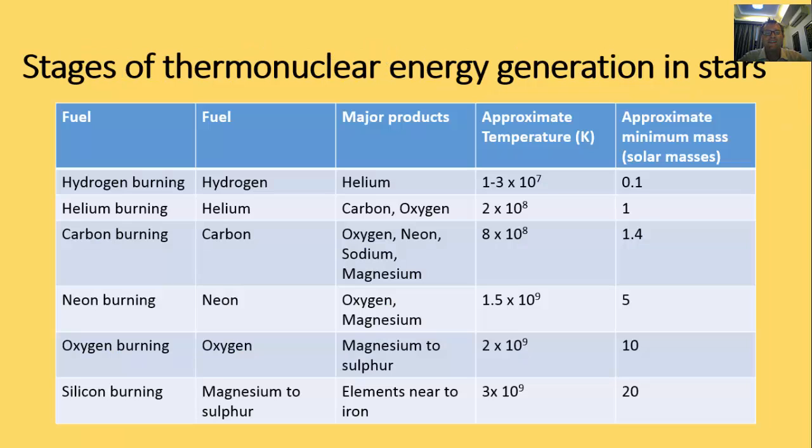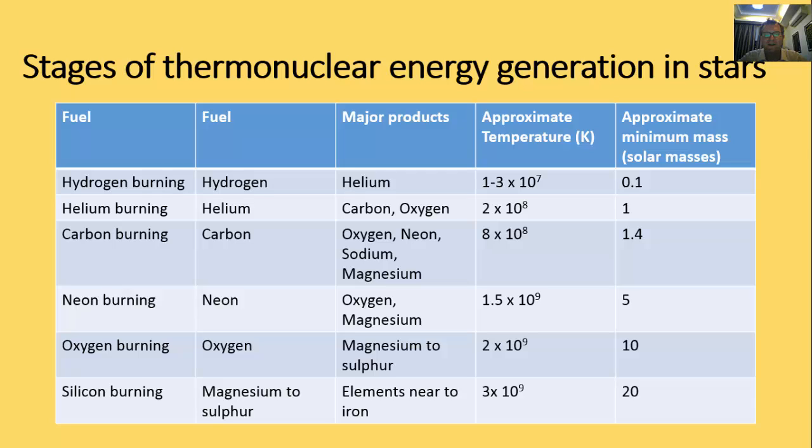So we can see in the thermonuclear energy generation of stars that a star of approximate mass of 0.1 solar masses can burn hydrogen. That's pretty much it. As the stars get bigger, they can produce heavier and heavier elements. So we see a star which is slightly bigger than our sun. Our sun will probably end up producing carbon, maybe oxygen. Then we can get a star which is slightly bigger, and that can actually burn carbon and produce oxygen and neon and sodium and magnesium.